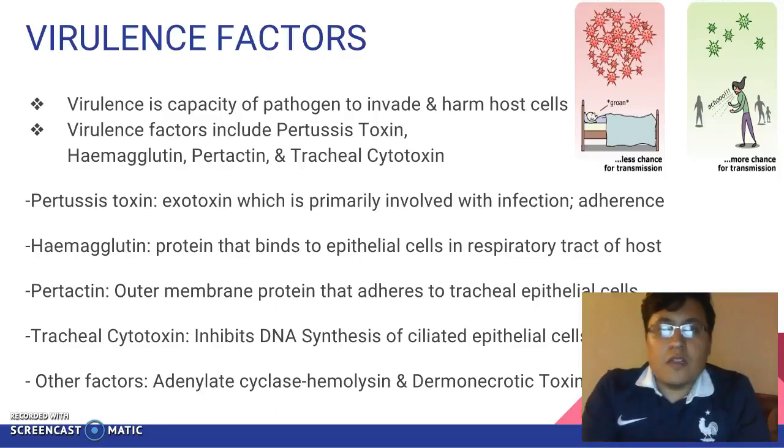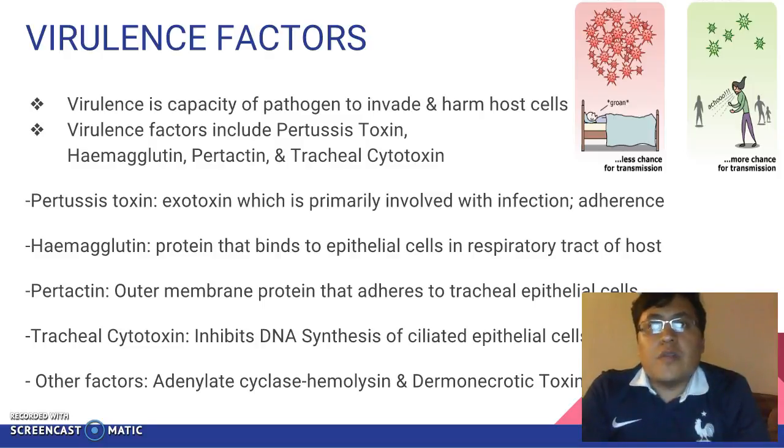So last but not least, let's talk about the virulence factors. So virulence, its meaning is that it's just the capacity to invade and harm a host, which will of course be directly correlated to its ability to cause a disease. And so the virulence factors for Bordetella pertussis include the pertussis toxin, the hemagglutinin, the pertactin, the tracheal cytotoxin, as well as some other ones.